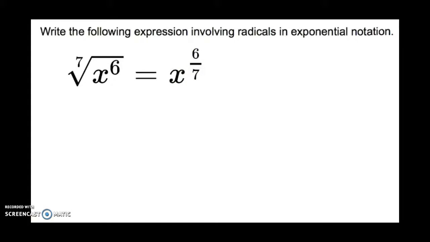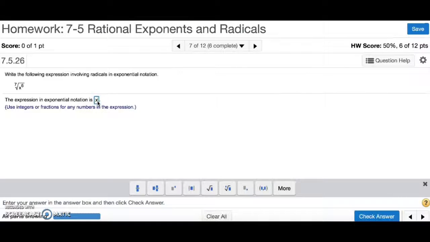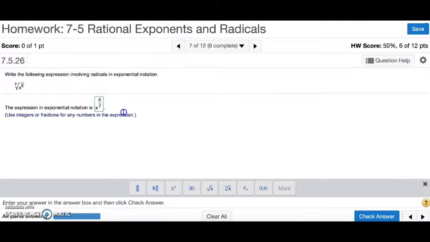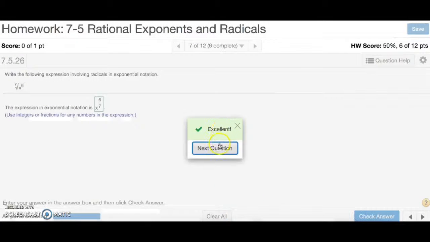So let's type that in. So we have x to the 6 sevenths. That is number 7.